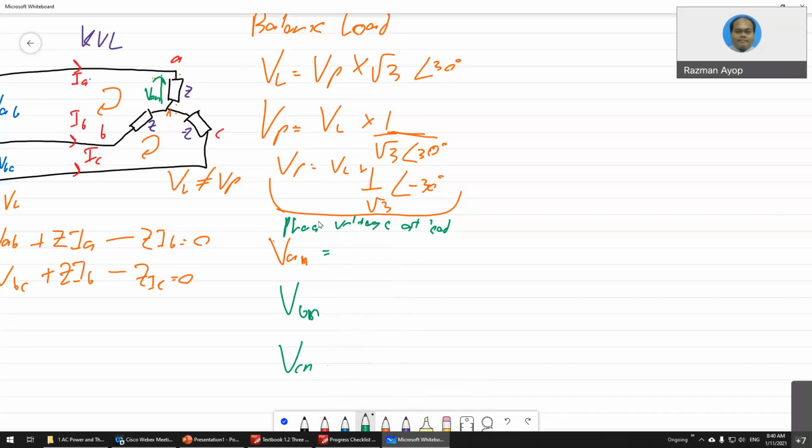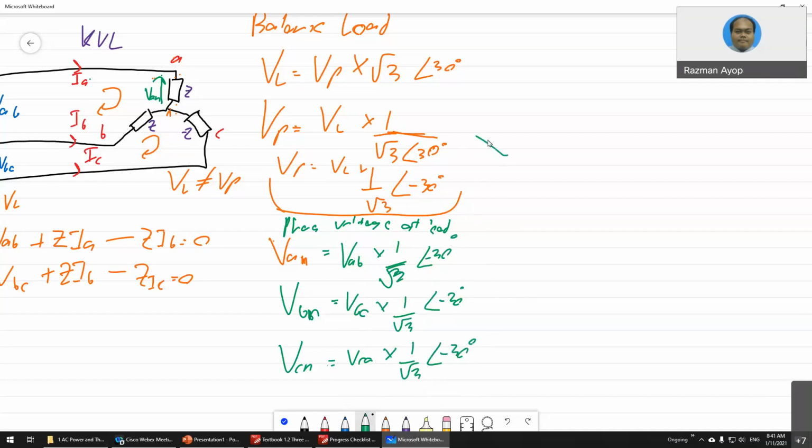Okay, so V phase, VAN, VAB, VBC, VCA multiplied by 1 over square root 3 angle negative 30 degree. Same as here, 1 over square root 3 angle negative 30 degree. Okay, you use the formula above.